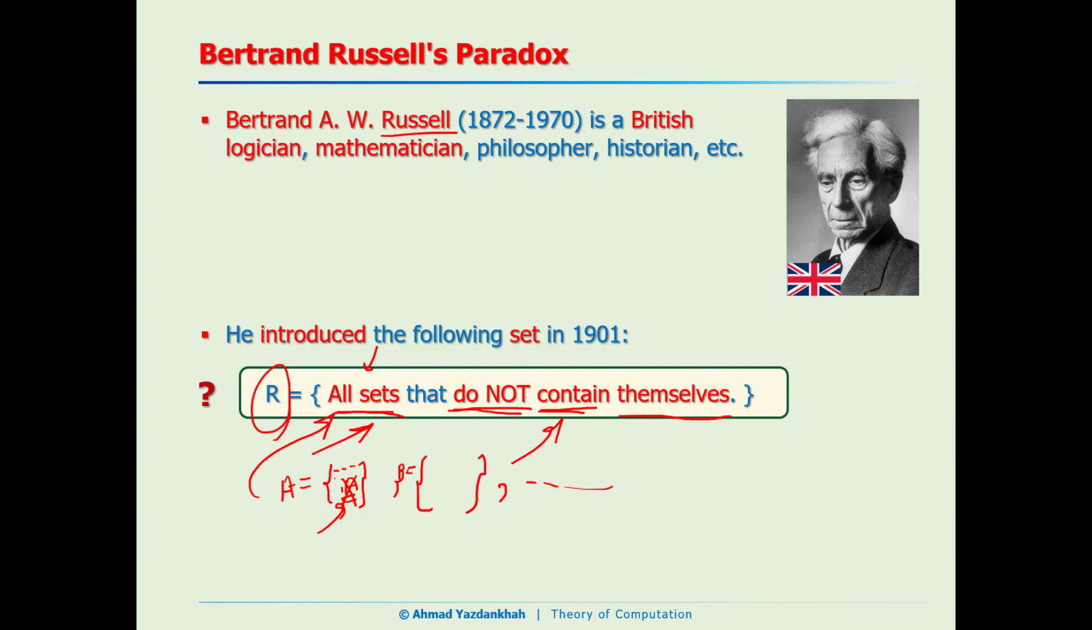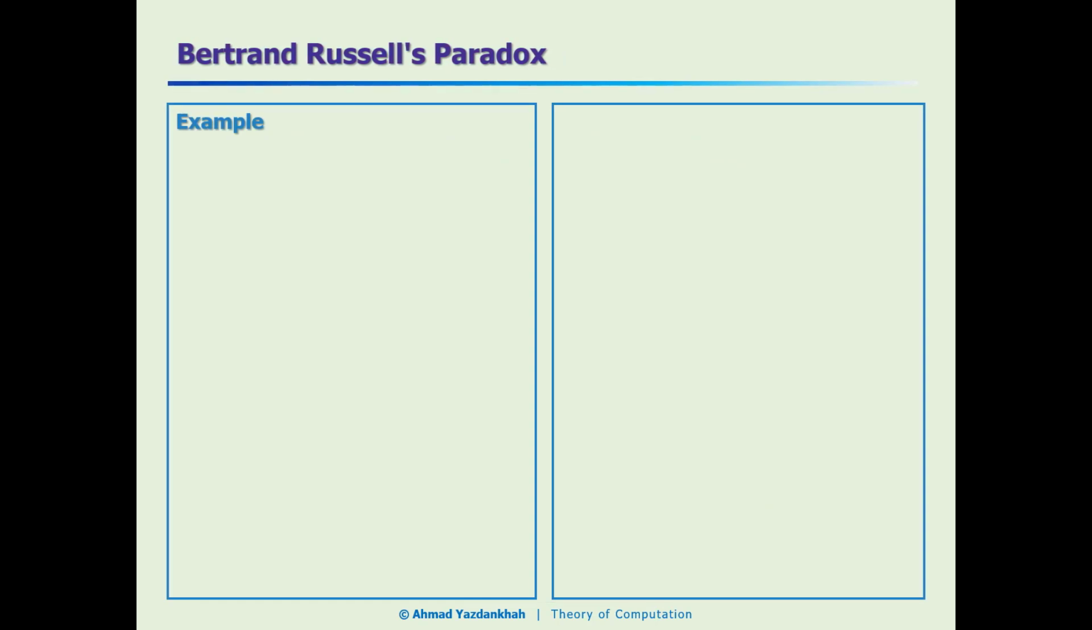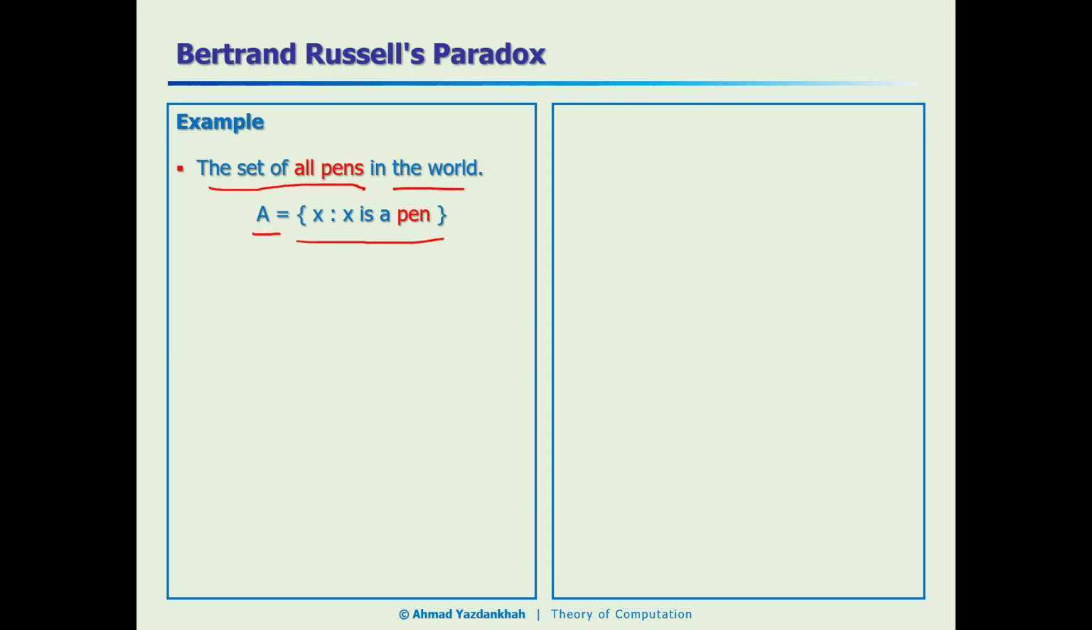Yes, let's take some examples to understand fully what the meaning of this sentence is. All right, so let me start with a simple set: the set of all pens in the world. Here is the set builder of this set: X such that X is a pen. So if X is a pen, it belongs to this set.